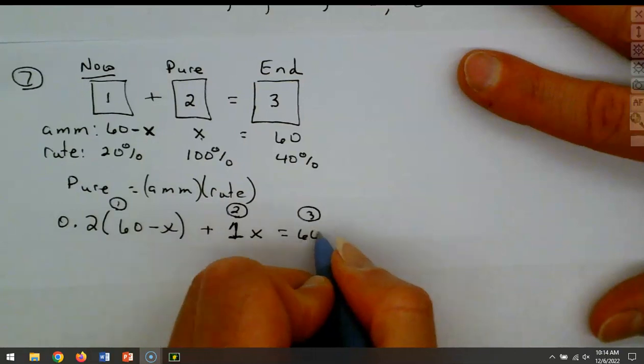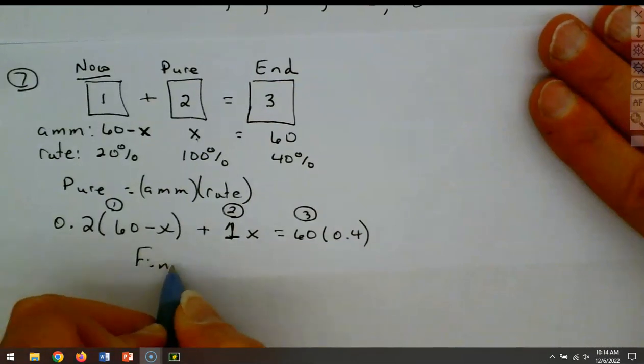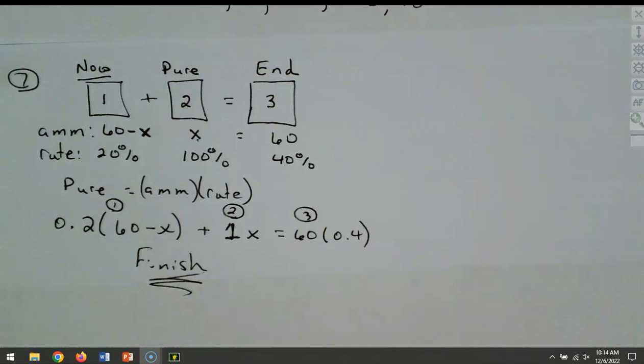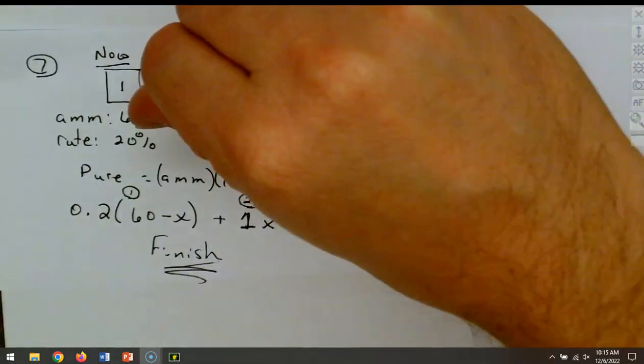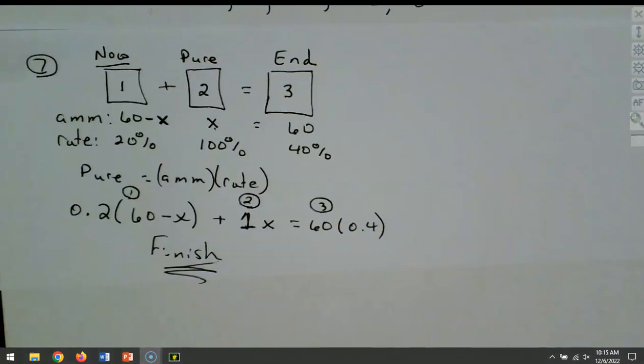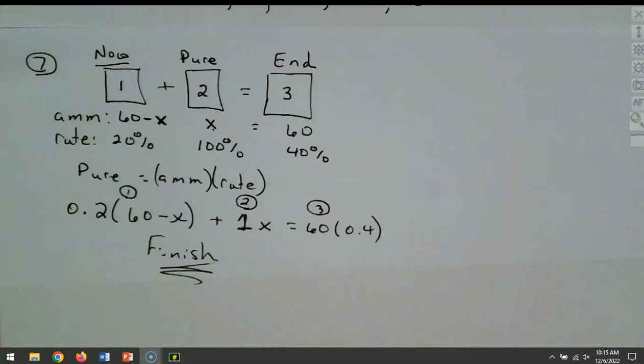Box 3 is 60 times the 0.4. You're going to have to finish it. That's all I'm going to do. Is everyone okay with how I set that up? Make sure you understand how to do this on your own, because I'm not going to be here on your exam guiding you through the process. You have to know how to set it up. So one of them is X for the middle, and the other one for box 1 is 60 minus the X, or 30 minus the X, whatever it might be. You can finish it from there. Go back and look at the practice exam if you need to.